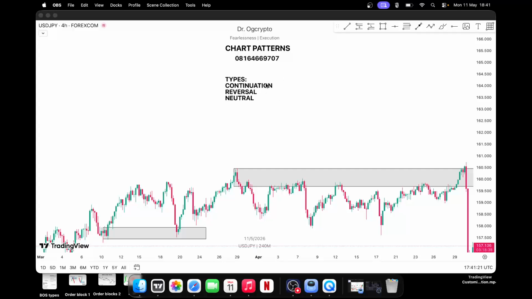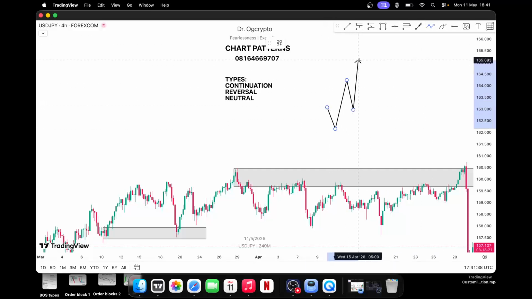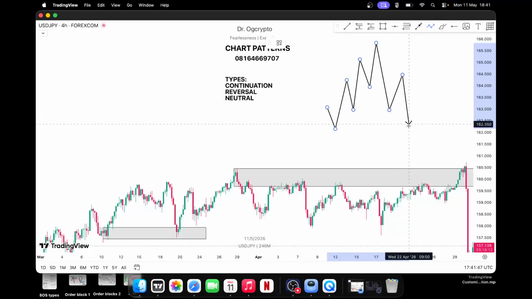We have continuation patterns. Once you spot those patterns, they are for trend continuation. When we say trend, maybe the market is going in an uptrend, so they are for the market to continue going up. There are also chart patterns that, once you notice them, are for trend reversal. The market will start going in the opposite direction.